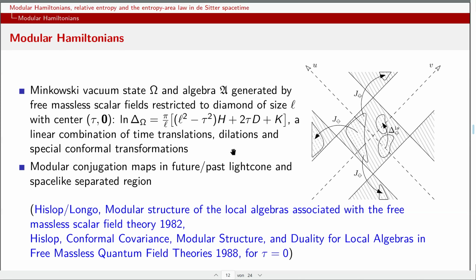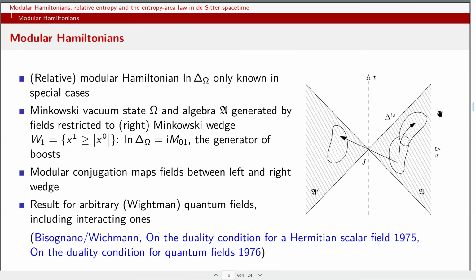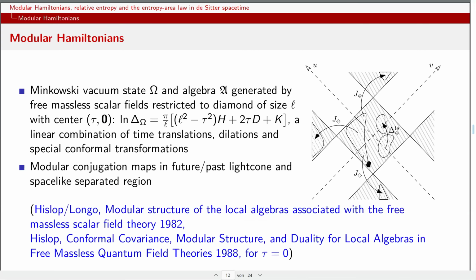Essentially because the way they computed this result is by taking the Rindler wedge, the right wedge, and doing a conformal mapping to the diamond. In this way, the boost generator gets mapped to this combination. And then one has to check that the modular conjugation fulfills the right properties. So it maps things into the commutant.